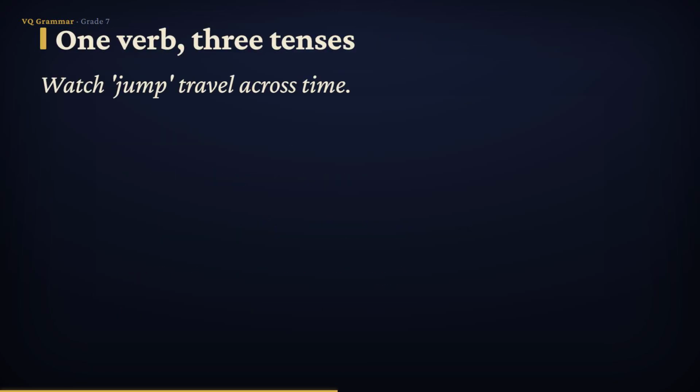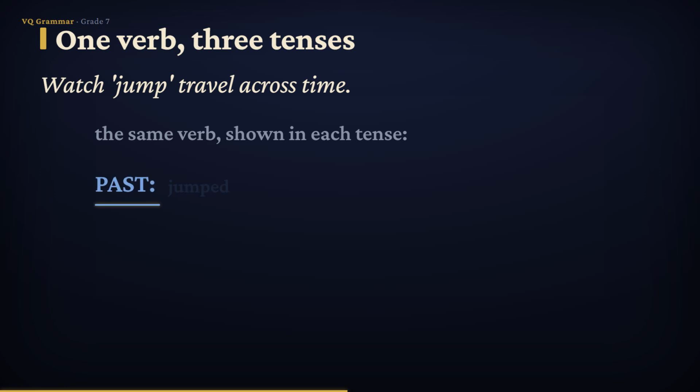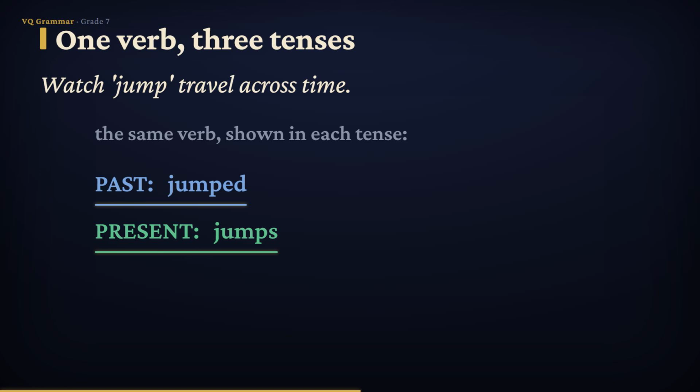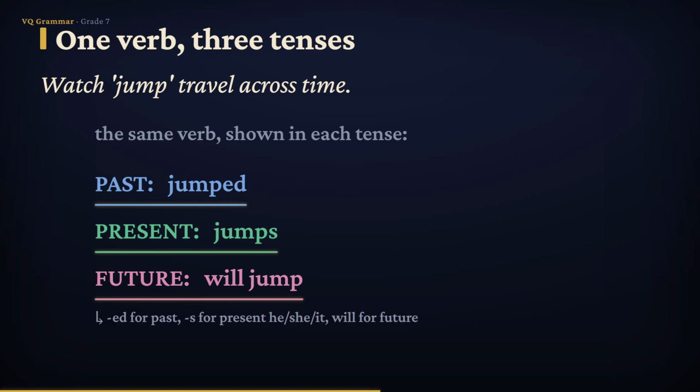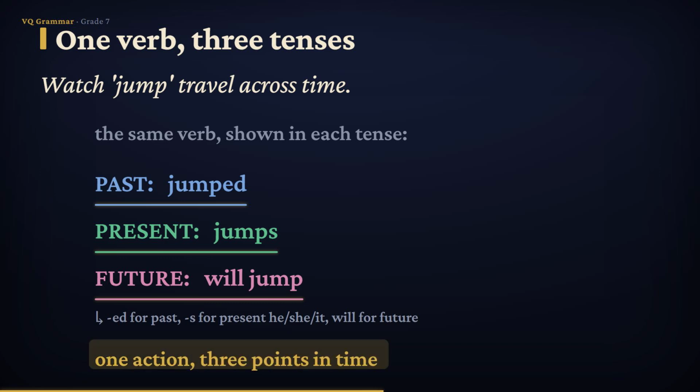Let's put it all together with one verb traveling through time. Take the verb jump. In the past, it becomes jumped, with that ed ending. In the present, for he, she, or it becomes jumps, with the s ending. And in the future, it becomes will jump, with will out front. Same action, jumping, shown at 3 different points in time. That's the heart of tense.